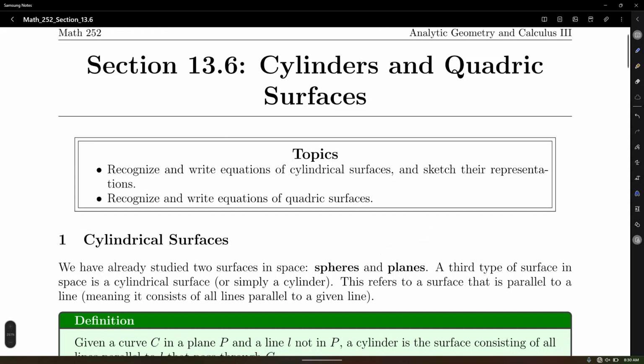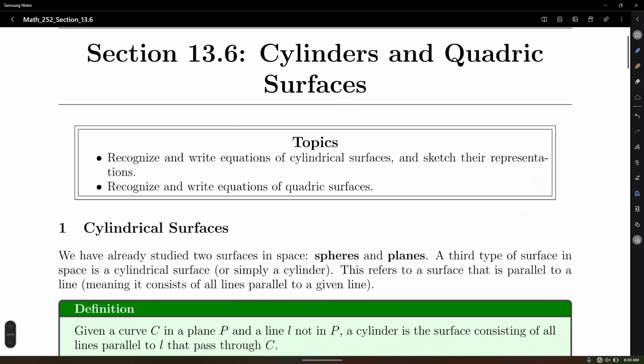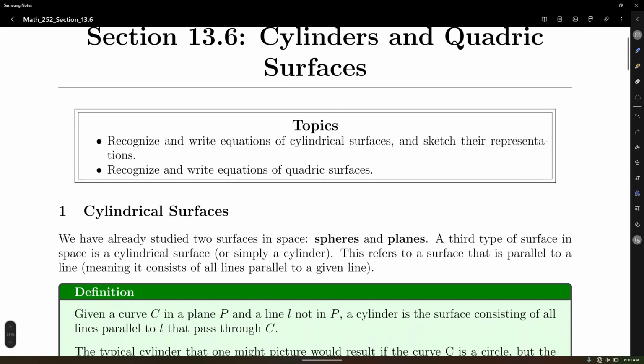So 13.6, cylinders and quadric surfaces. We are going to have fun and play with graphs in space, some of them by hand, some of them I'll have to use GeoGebra to show you how this works, okay? Well, this is going to be one of the two surfaces we're going to look at.